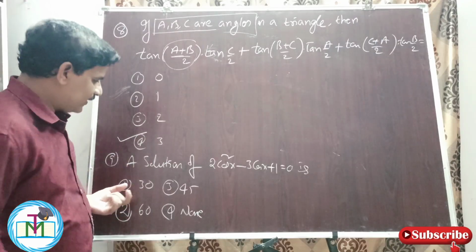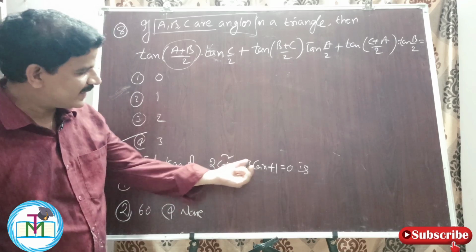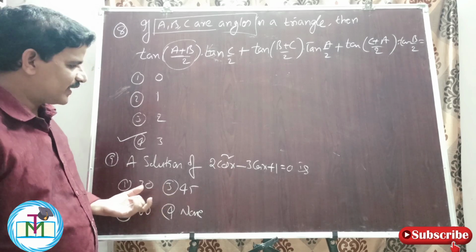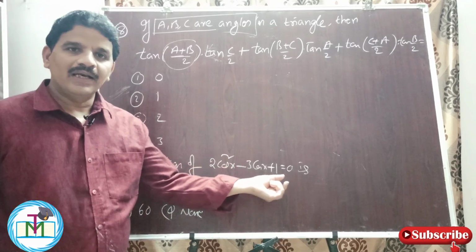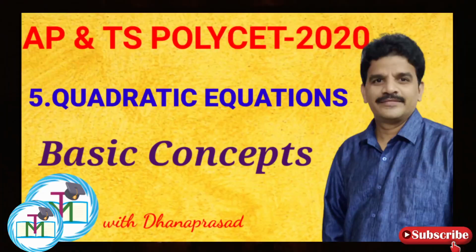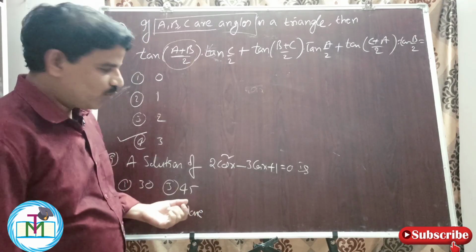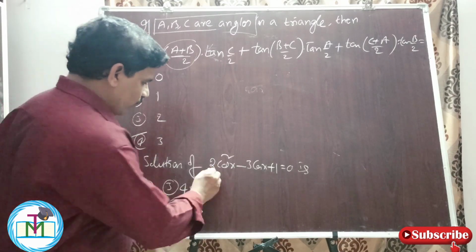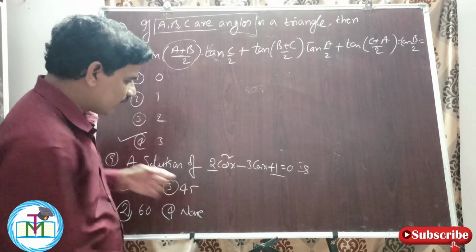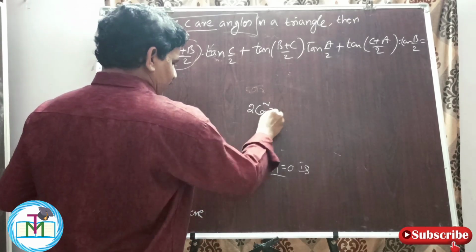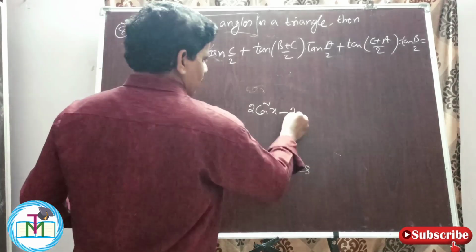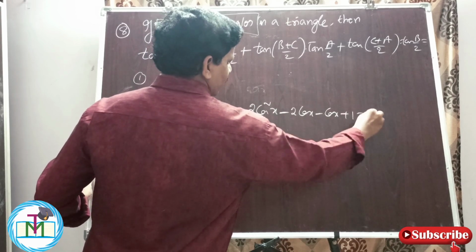Question number 9. A solution of 2 cos square x minus 3 cos x plus 1 equal to 0. Here 4 options are given. We can check each angle, or we can go for solving the quadratic equation. We already discussed how to solve quadratic equations in the quadratic chapter. So here we have to go for factorization. 2 into 1 is what? 2. Minus 2 minus 1 is what? Minus 3. Therefore, this can be written as 2 cos square x minus 2 cos x minus cos x plus 1 is equal to 0.